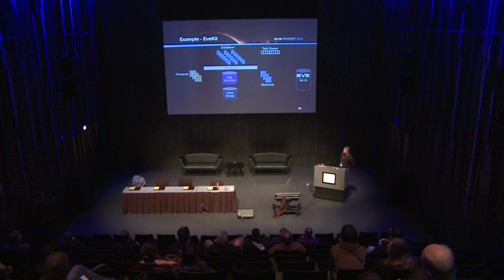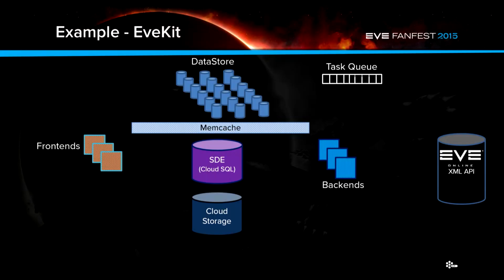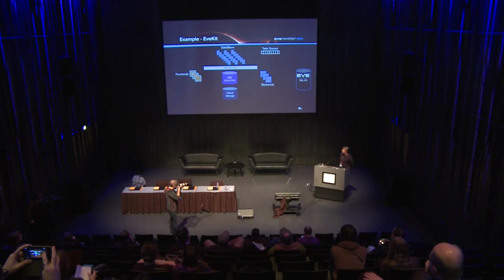So let's take a look at what EveKit looks like in this world. With EveKit, we've divided the two logical things that EveKit does into a backend and a front end. The backend is where we actually do all the syncing, and on the right here we've got the good old Eve XML API. The front ends are where we handle all of the web requests, and then we're storing all of the sync data into the data store. And I have a memcache there to speed up some things, which I'll show you shortly. The static data export I've dumped into a Cloud SQL instance, which is pretty easy thanks to Steve's exports. And then cloud storage, I'll show you what I'm using that for in just a second.